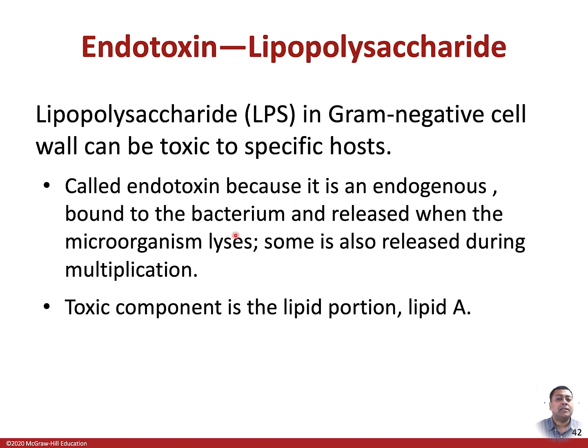So what is the toxic component? The toxic component is the lipid portion, which is lipid A. Remember that the lipopolysaccharide has two parts: one is lipid A, and the other is the O polysaccharide. The O polysaccharide has some antigenic properties that can suppress some of the immune response. On the other hand, lipid A is the endotoxin. Lipid A is made up of a lipid, and that is one of the reasons that you cannot make a vaccine against the endotoxin, because it is not immunogenic.